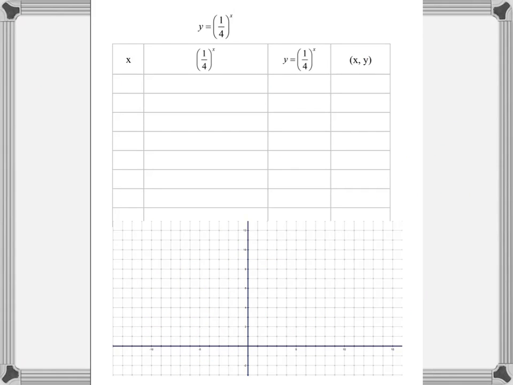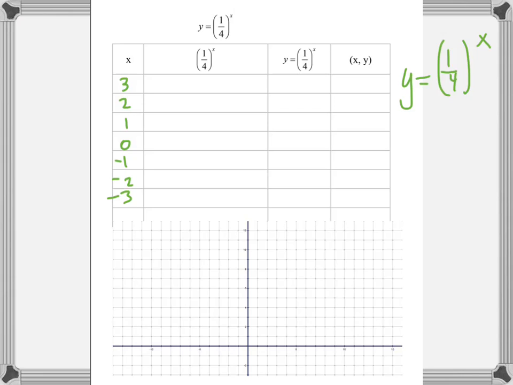Okay, so let's investigate another exponential function. In this case, y is equal to 1/4 to the x. I'm going to take the base, which is a fraction, and raise that to different quantities of x. So I have the 1/4, and I'm going to choose some values for x. So let's choose 3, 2, 1, 0, and then -1, -2, and -3. And we're going to see what happens here.